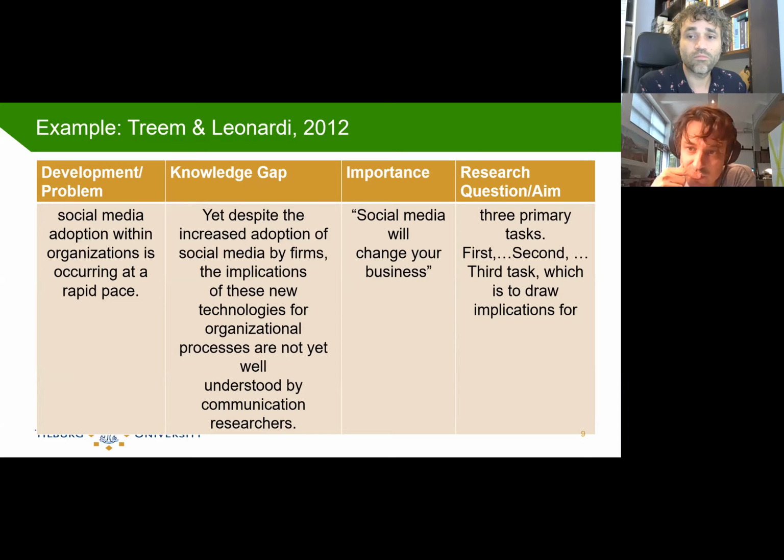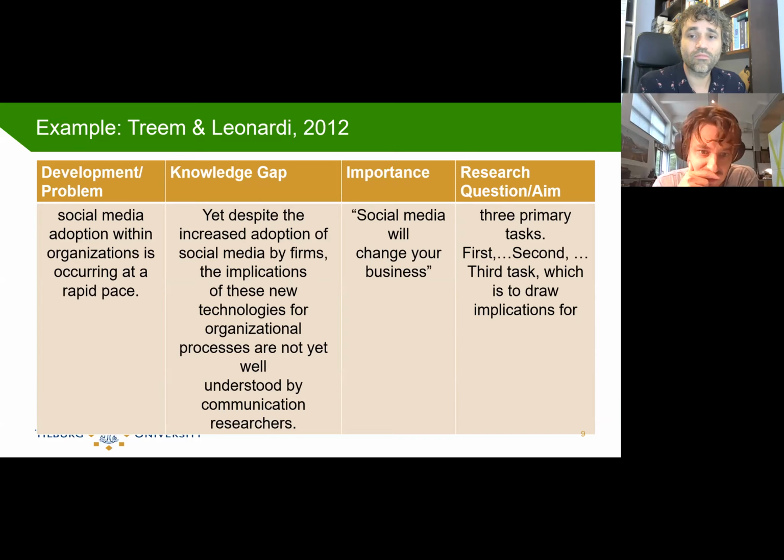And then the research question is actually formulated as three tasks. So that is quite ambitious. There's the first, second, and then the third is to draw the implications for organizational processes. So, you know, this is a nice example. All four of the elements are present, but you also see how well they align, right? The research question is actually exactly what the knowledge gap is, right?